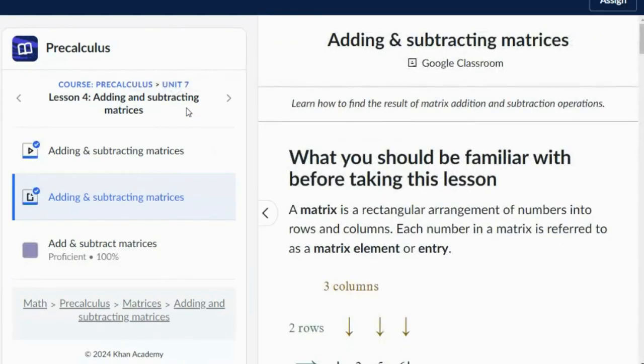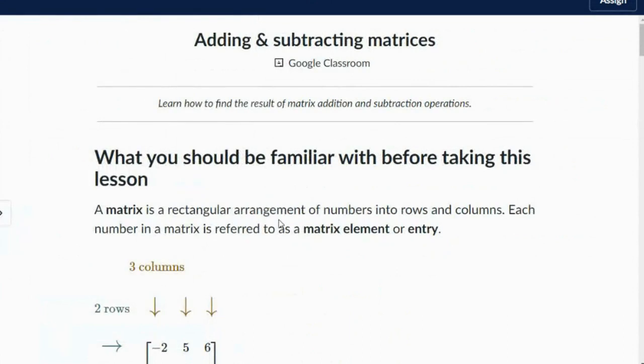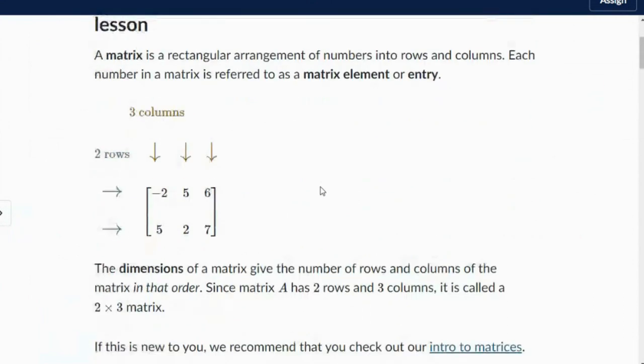So let's go back and look at the next lesson. This will be a similar thing, except it'll just be the lesson part, not the video. All right, to make it bigger, we can close this little screen on the side. All right, what you should be familiar with before taking this lesson.